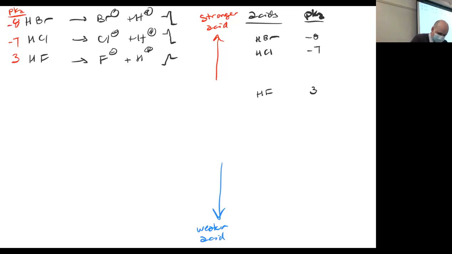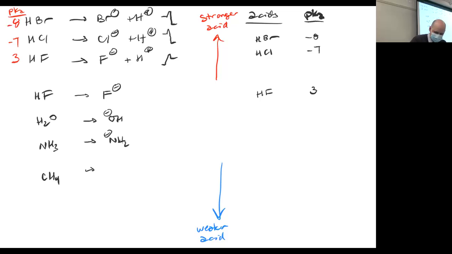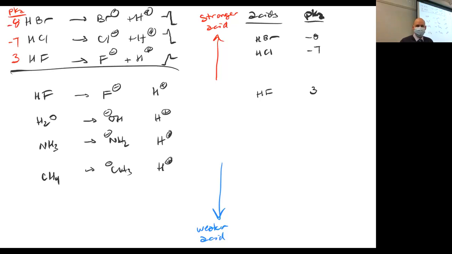All right, let's do some more trends. Let's compare HF versus H2O versus NH3 versus CH4. HF goes to F minus, all of these lose H plus. H2O goes to OH minus, NH3 goes to NH2 minus, and CH4 goes to CH3 minus. It's not about the number of hydrogens, it's just about the charge. So these are all apples to apples.